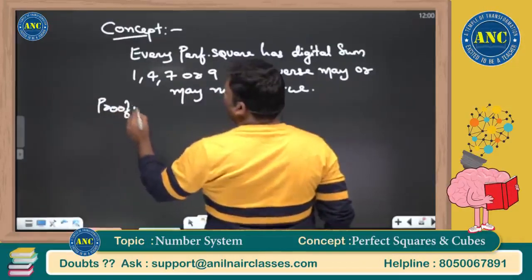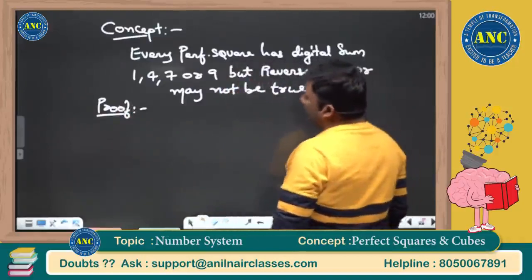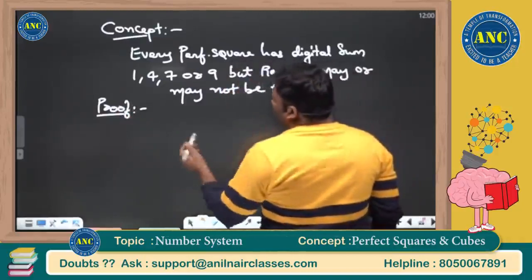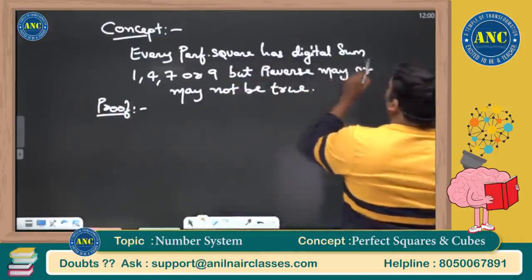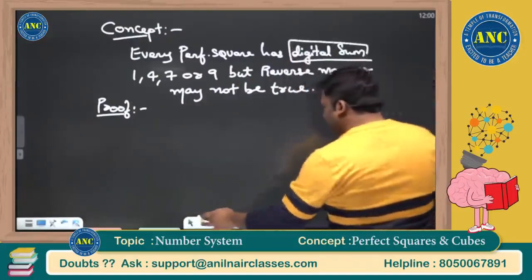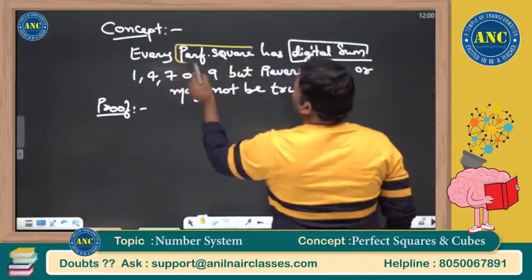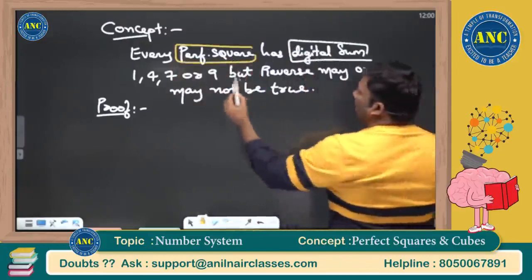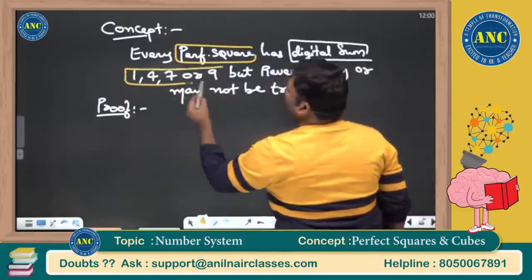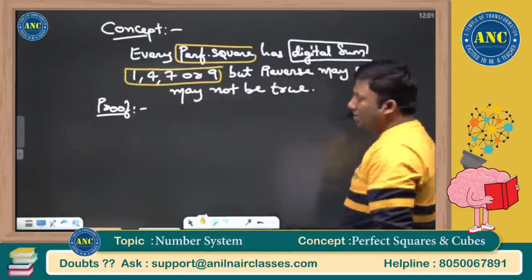Whatever concept I am explaining, if need be, I will create a proof for it. Suppose, see here. First, we will underline some important keywords. Keyword, first one, it is digital sum. Another, it is perfect square. And the digital sum value will be 1, 4, 7 or 9. These are the three important keywords.